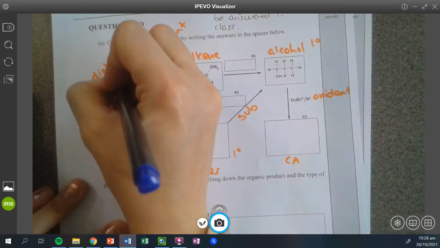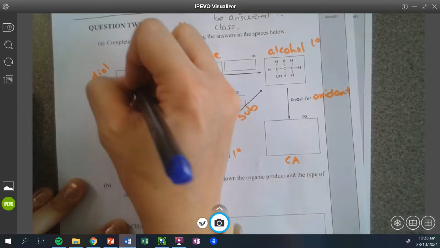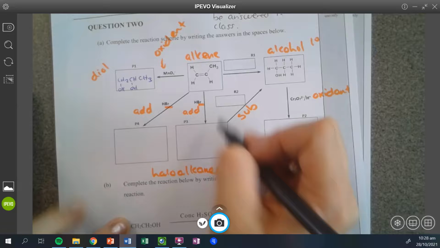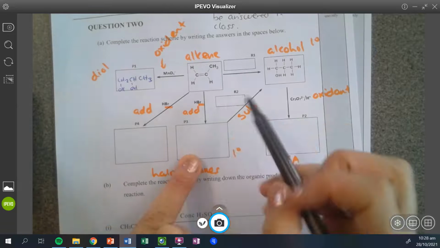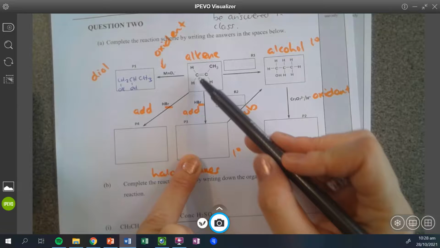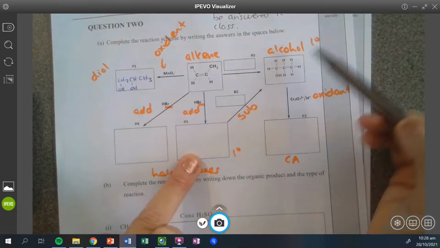So that would be CH2OH, CHOH, and CH3. This one here, that one's the primary version. So since that's the primary, the bromine needs to go on carbon number 1. Are you okay with how I figured that out? Because I know from this part of the table.